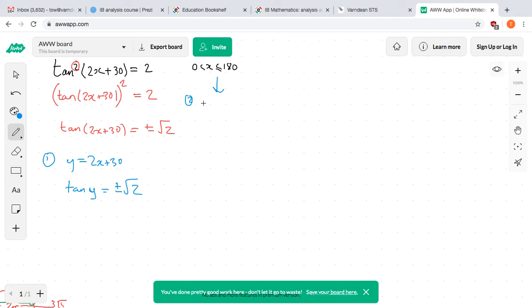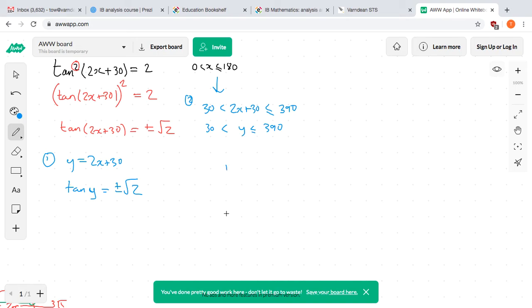So 0 times 2, add 30 is 30. x times 2 is 2x plus 30. And 180 times 2 is 360. Add 30 is 390. So basically we're now solving this in this new range. It's kind of a little bit annoying, but it's not too horrible.